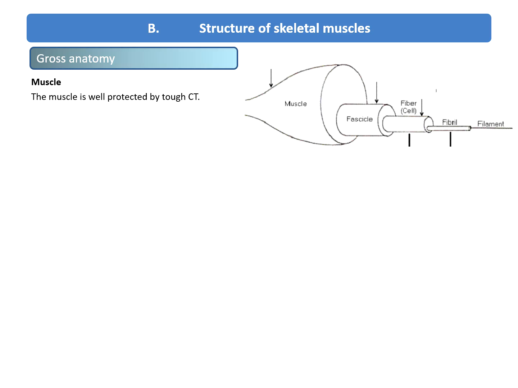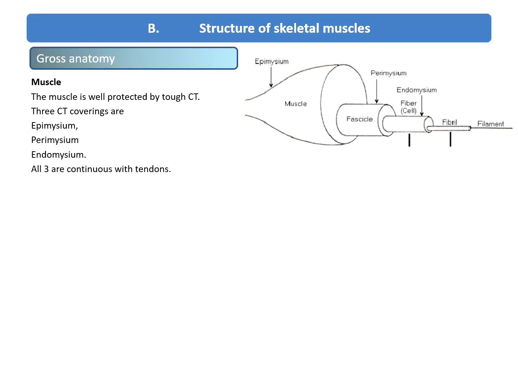The muscle is well protected by tough connective tissue. It has three connective tissue coverings: the epimysium, the perimysium, and the endomysium. They cover, respectively, the muscle, the fascicle, and the fiber. All three are continuous with the tendons that attach the muscle to bone. The epimysium covers the entire muscle. It tends to blend into the deep fascia, internal connective tissue.